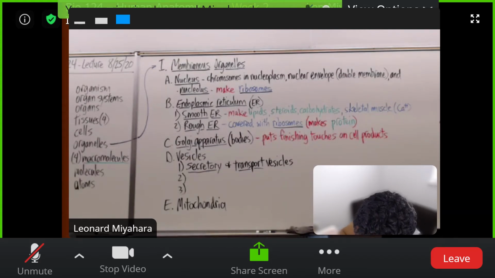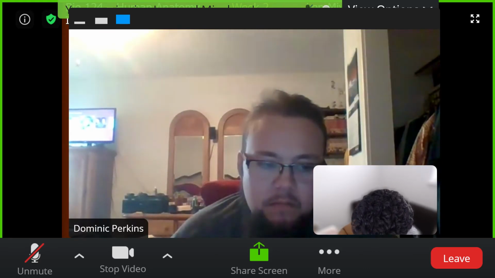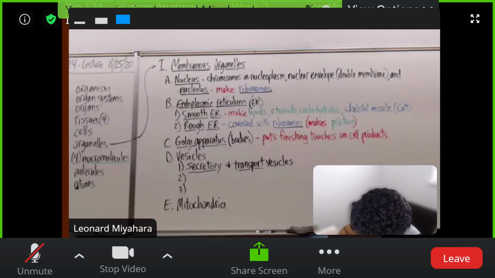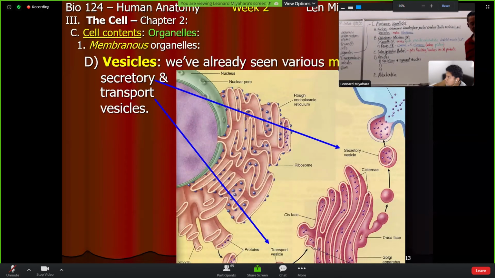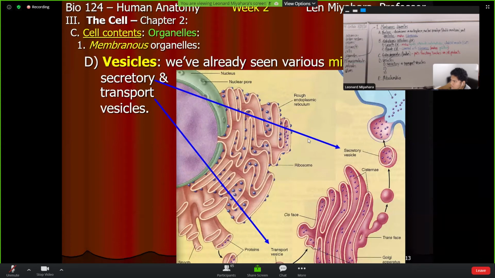Can you say that one more time? I missed it. Transport vesicles. See, that's a little bubble. The contents in transport vesicles never leave the cell. The contents in a secretory vesicle, and you can see it in this picture, is leaving the cell. And look at it. It's leaving the cell by exocytosis. Secretory vesicles.